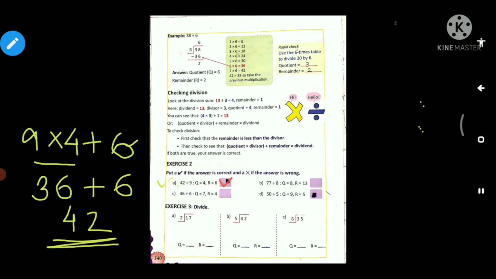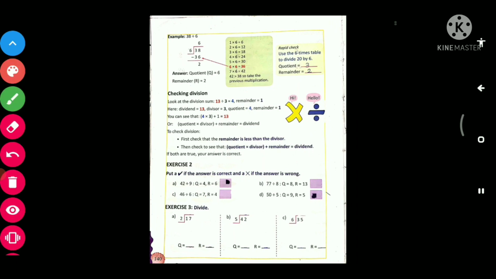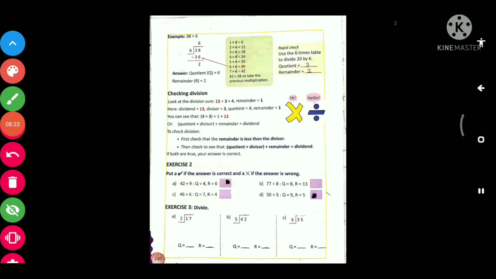Okay, now see B part. 77 divided by 8. Quotient is 8, remainder is 13. So see, first of all we'll write the divisor. So divisor is 8. Multiplied by the quotient. Quotient is again 8, plus 13. Right? This is how we can check division.